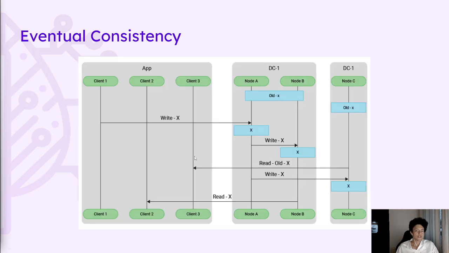Okay, so this is an example of what can happen in eventual consistency. Client 1 writes x. The new value of x is propagated to node B, but it takes a little bit of time to reach node C. So when client 3 is trying to get the value of x, the client gets the old value of x. But then once the write is propagated to node C, all the values become up to date.